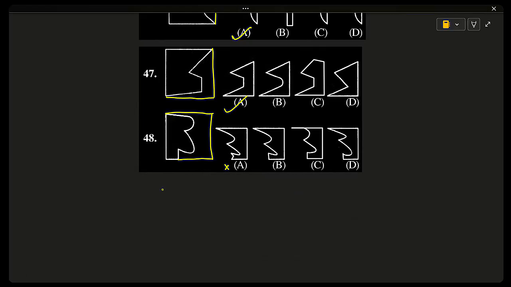I think they are not having same shape in B, but almost similar shape in C and D. B will be most appropriate, but the shape is completely changed. Okay, I'm going with E. Shape is completely changed here. And 49th one.